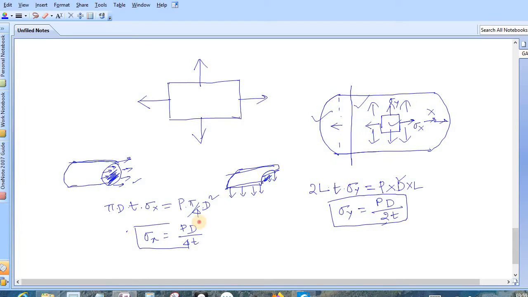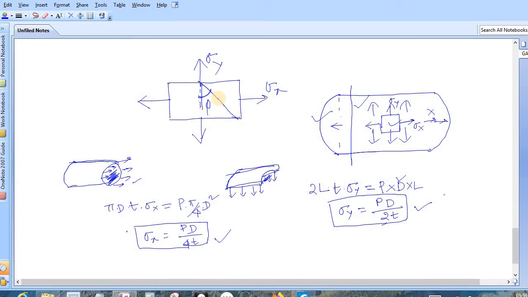Okay, so now you have identified the value of sigma x as this one and sigma y as this one, and it is also clear to you how these stresses are acting. So now our task is to find the stress. Let's say this is your original axis. We have to calculate stress in the plane which is making angle phi with this vertical axis.